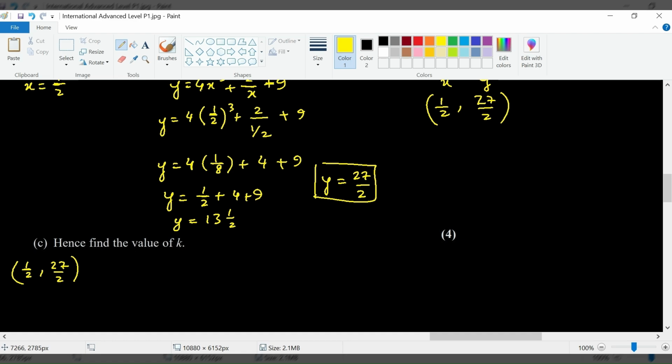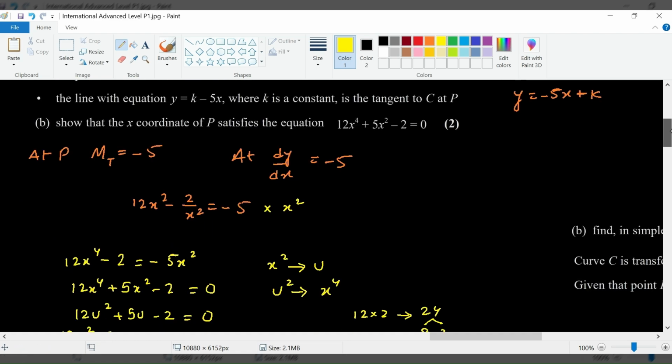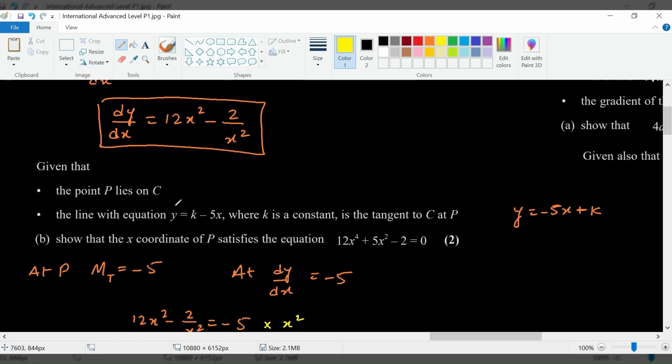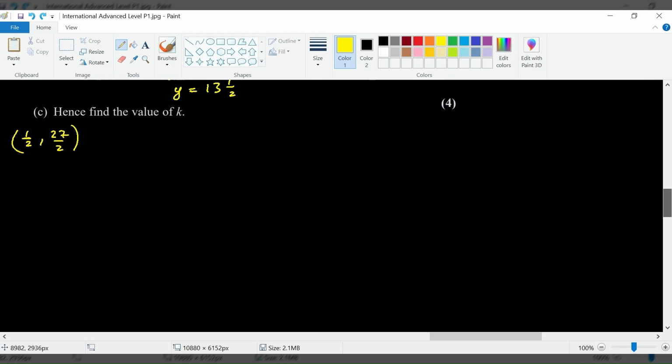And in here, we will write y equals this equation we are talking about. Okay. So in here, gradient is already given. We need to find out the value of k. I will write this equation in terms of y equals mx plus c. So y is equals to minus 5x plus k.